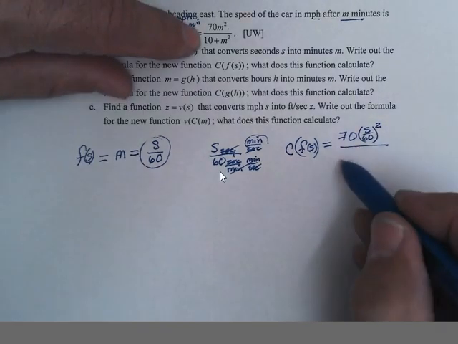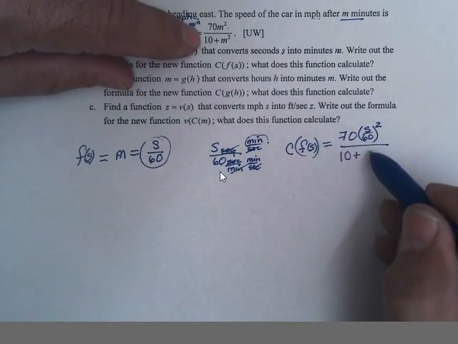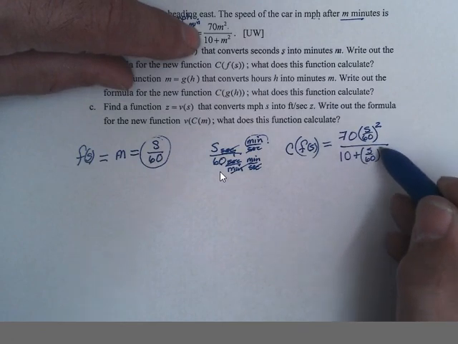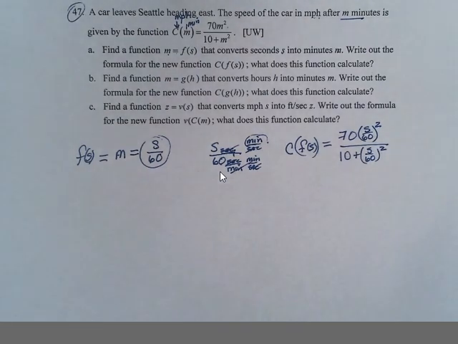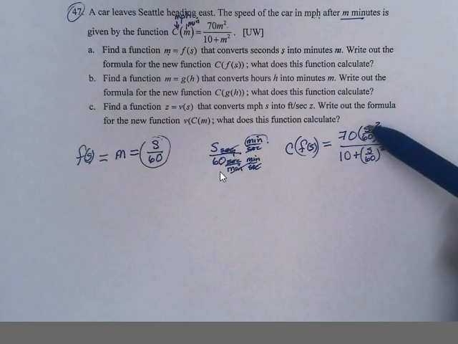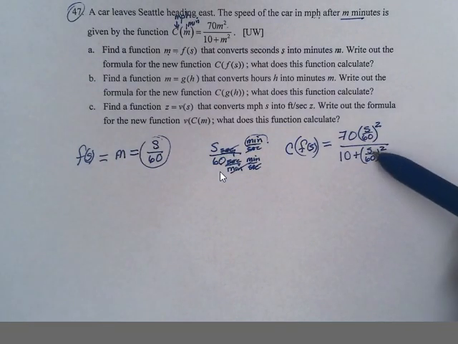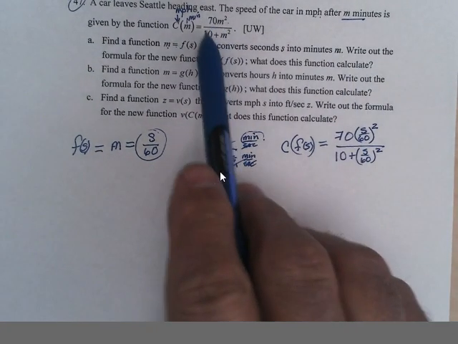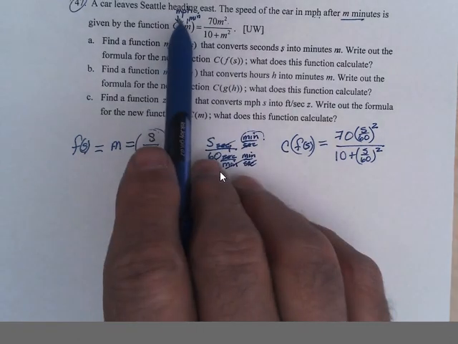Over 10 plus s divided by 60 squared. So now I can give seconds. This will convert it to minutes, and then it'll do this formula with the minutes, giving me the miles per hour.